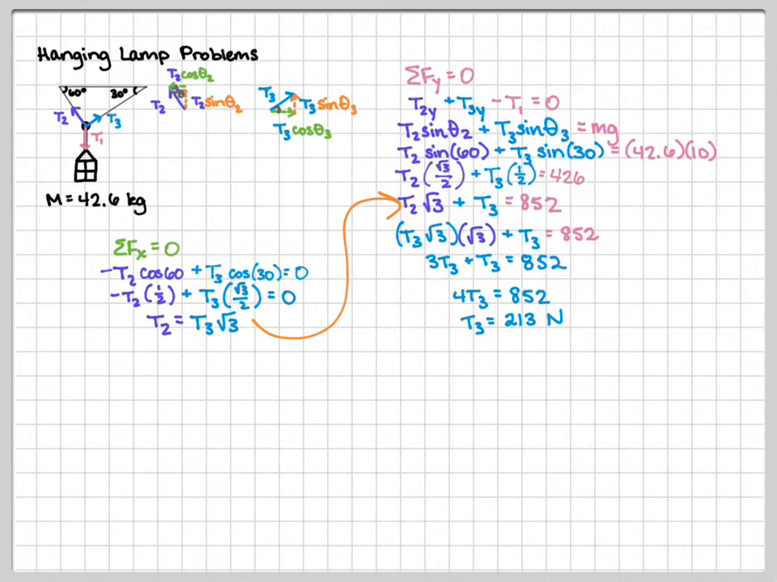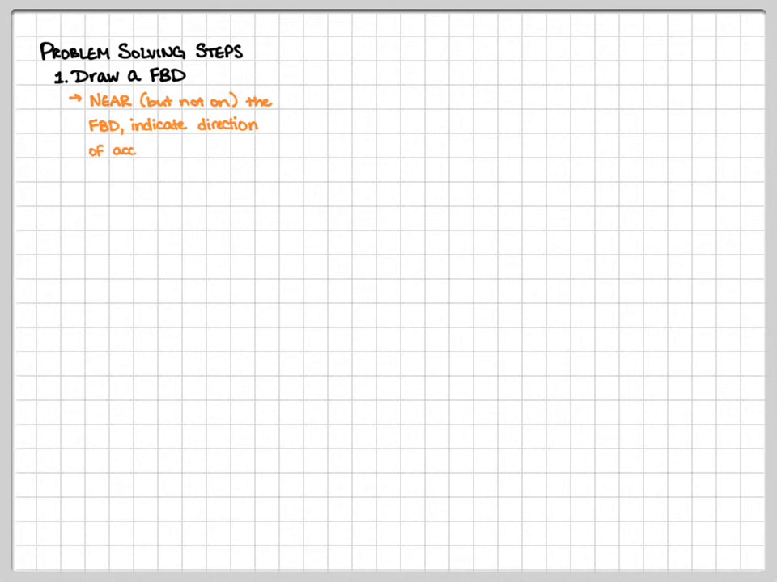Then I can take this T3 tension and pop it back into the equation for T2. It's kind of lame. You just multiply it by the square root of 3 to find what the tension in T2 is. So that's the process when you have a couple of different angles. When you actually start getting stuff moving, things get a little more exciting, but the problem-solving process remains the same.